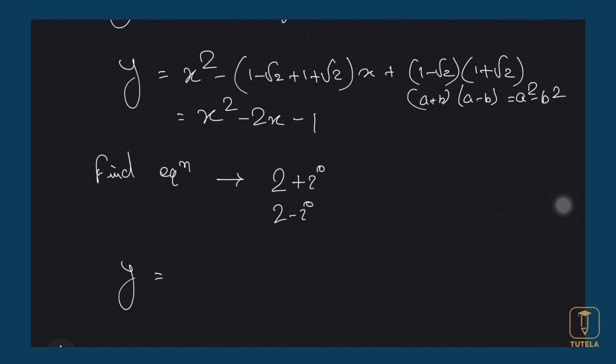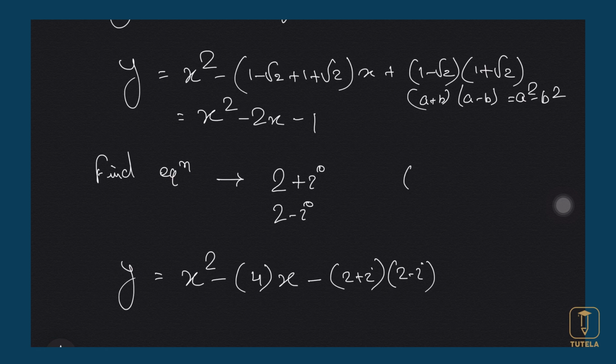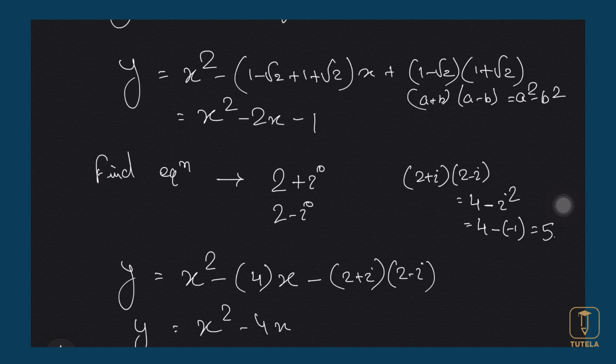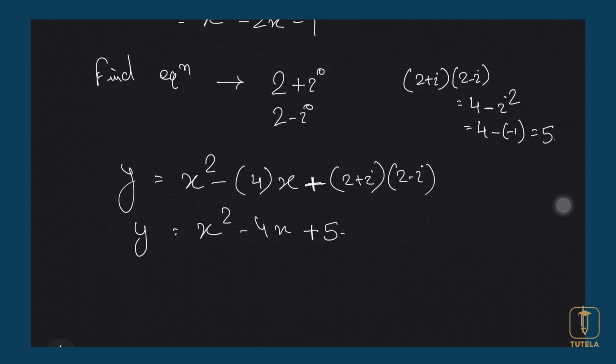Using the same logic, y will be equal to x square minus sum of roots. So (2 plus iota plus 2 minus iota) will be 4x, plus (2 plus iota) into (2 minus iota). I'll have to simplify it here. 2 plus iota into 2 minus iota will be (a plus b) into (a minus b), which is a square minus b square. So 4 minus iota square. Minus iota square is plus 1, hence giving us 5. So the equation here is x square minus 4x. My bad, I have written minus here. We'll change it back to plus, because that's what is in the formula, plus 5. This is the final equation of the quadratic.